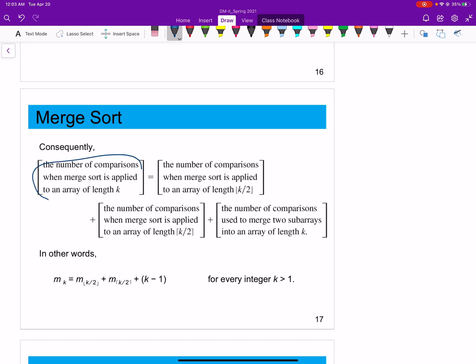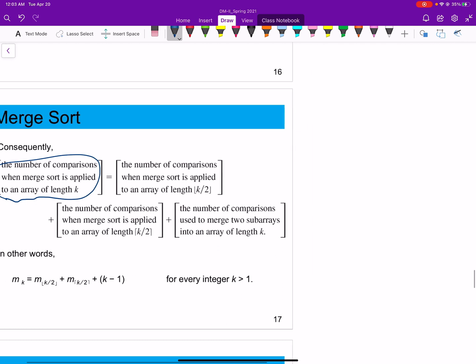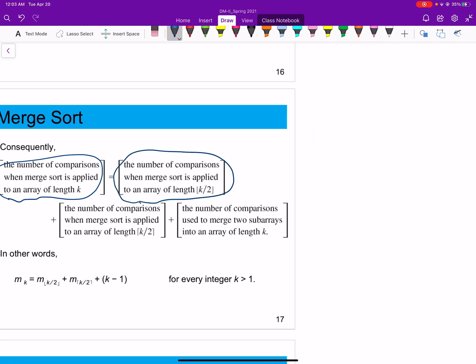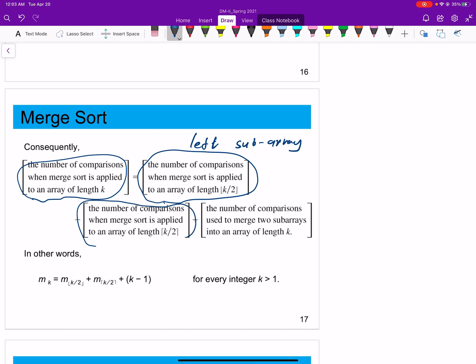The number of comparisons when merge sort is applied to an array of k: you divide that array of k into two sub-arrays. The first one is the left sub-array, and this is the right sub-array. So you divide that into left sub-array and right sub-array. You have to compute the number of comparisons in each sub-array, in the left sub-array and right sub-array. And then you have to compute the number of comparisons to be done in order to merge these left and right sub-arrays. So the number of comparisons required to merge them.